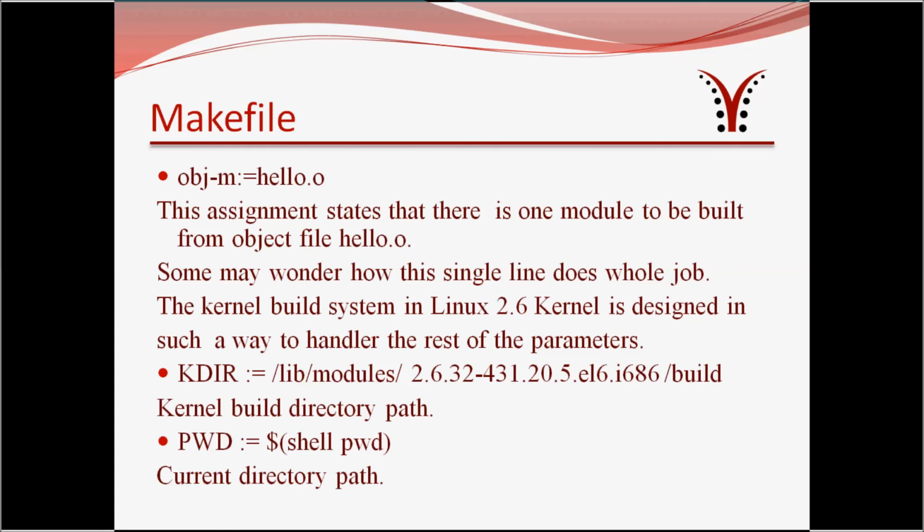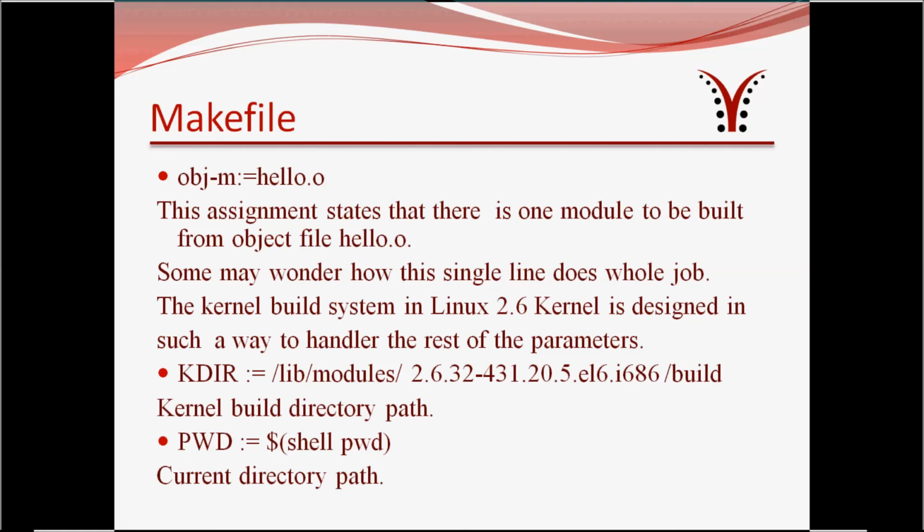Some may wonder how this single line does the whole job. The kernel build system in 2.6 is designed in such a way to handle the rest of the parameters, while this obj-m line tells the kernel about the module to be built from the object file. Next line is KDIR. It's the kernel build directory. The directory which starts with 2.6.32 here is the one which we noted down before creating this makefile. We got this kernel version by executing the uname -a command.